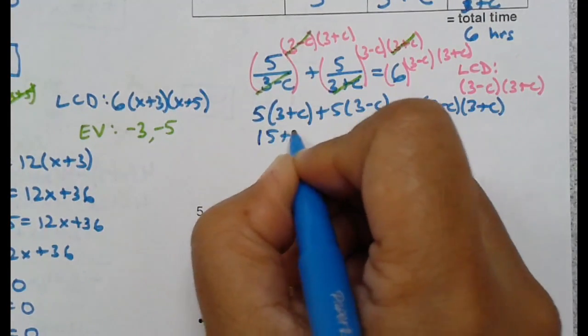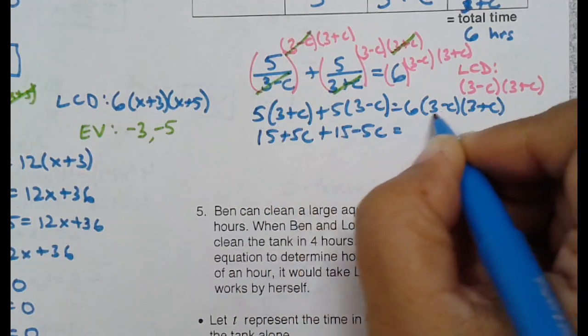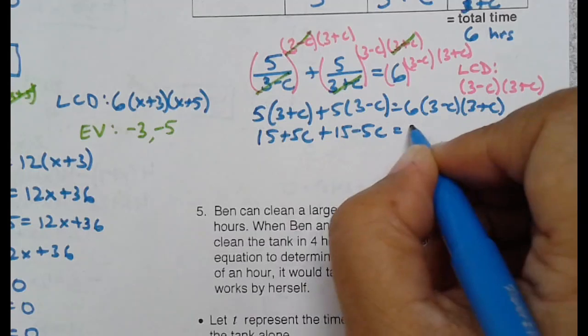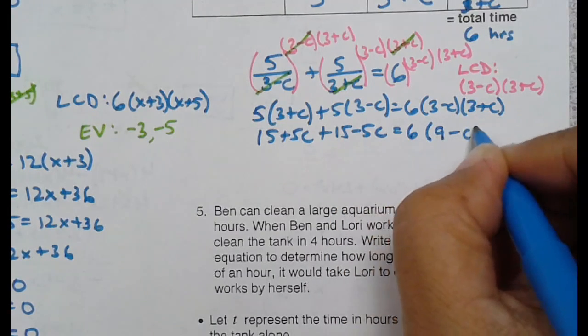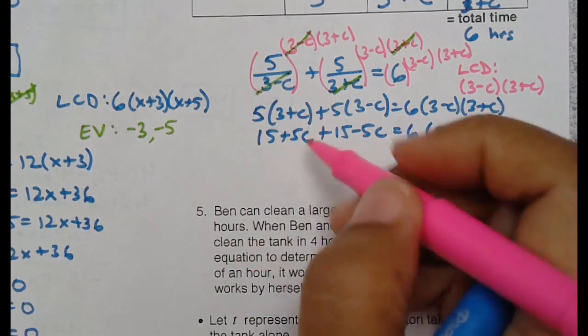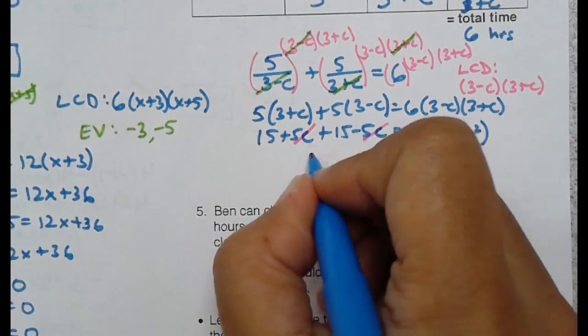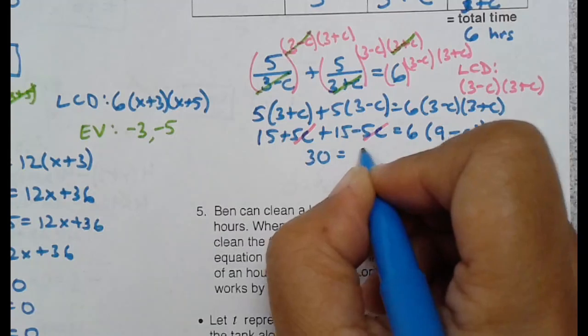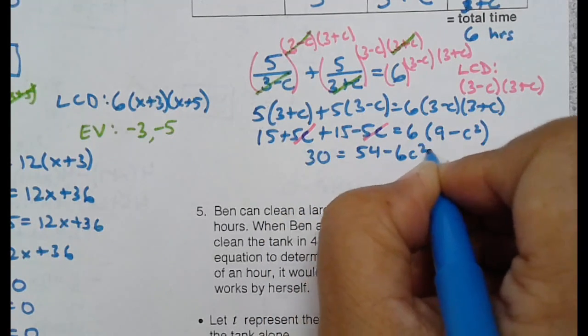We get 15 plus 5c. Distribute here, we get 15 minus 5c. And then here I'm going to multiply these together because they're difference of squares, 3 times 3, and then negative c times negative c. All right, I'm going to go ahead and add my like terms together. The 5c's cancel, 5 minus 5, right? 15 plus 15 is 30. And then I'm going to distribute here, which gets me a total of 54 minus 6c squared.